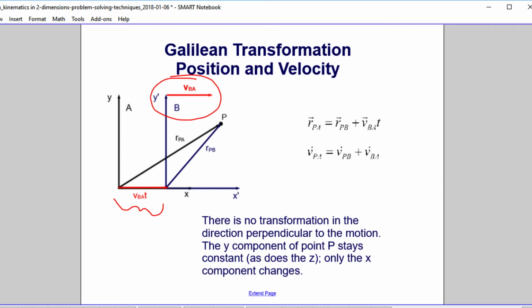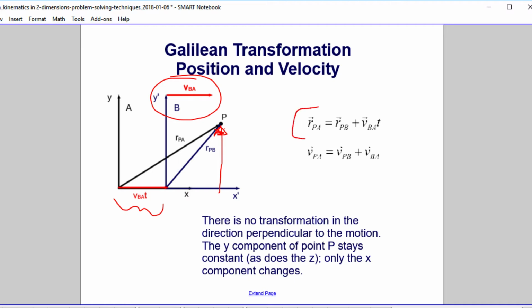There is also no transformation in direction perpendicular to the motion. If you look in both frames and you look at the y or the y prime coordinate, it's the same for both of them. So there's a notion here that you have to be moving for your measurements to change.